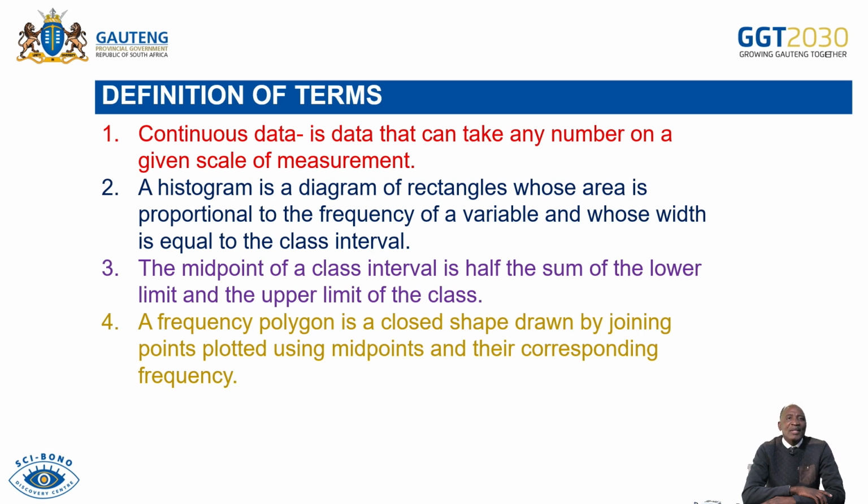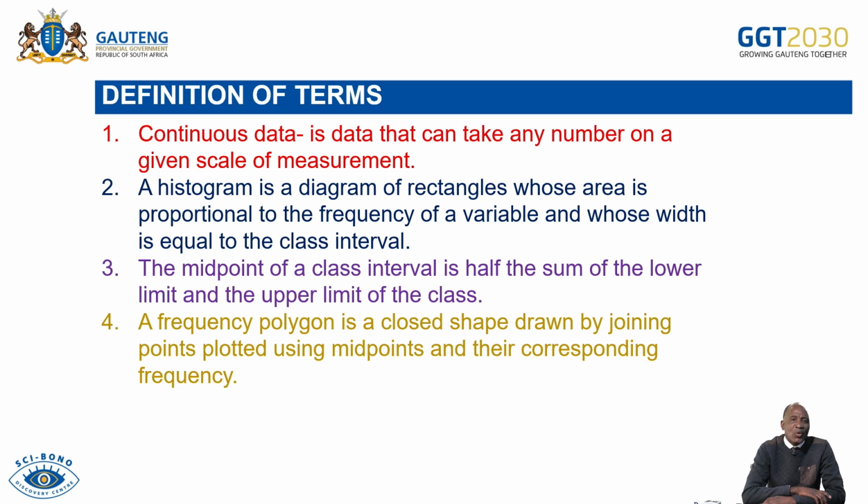Then 3, the midpoint of a class interval is half the sum of the lower limit and the upper limit of the class. As you design your classes, there is what we call a lower limit, which is the smaller value of that particular class, and an upper limit. Some books, however, don't use the word limit, they would use the word boundaries. These are my class boundaries from 0 to 10, from 10 to 20, and so on. That's how you sometimes can create those classes. So the length of that particular class is called a class width.